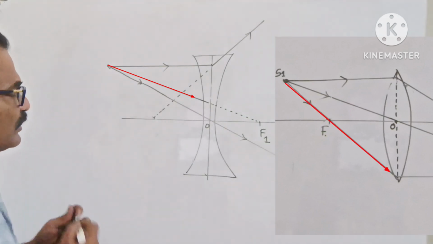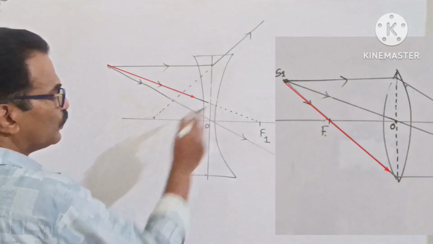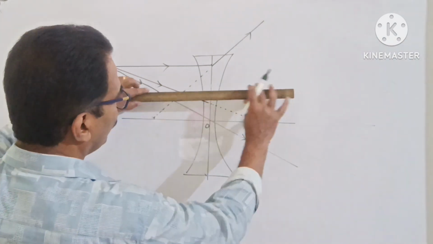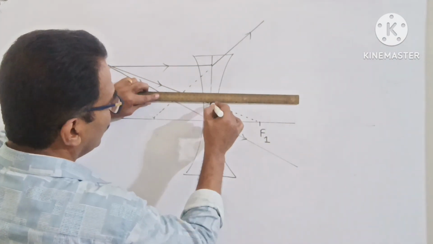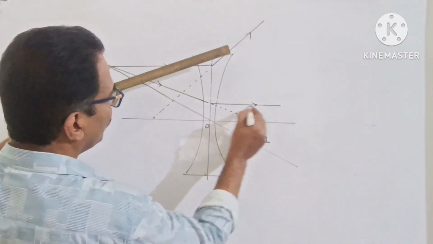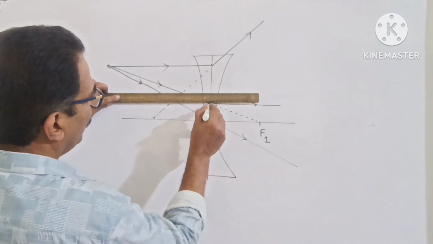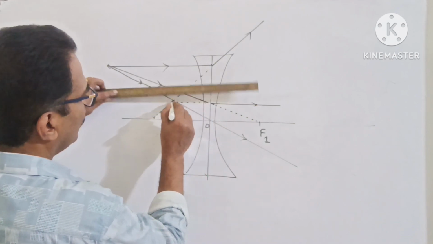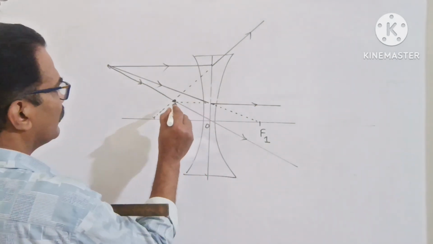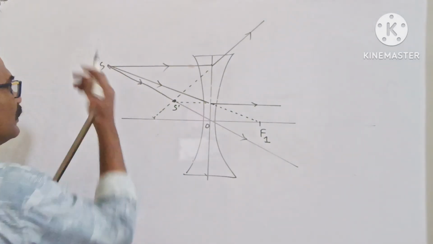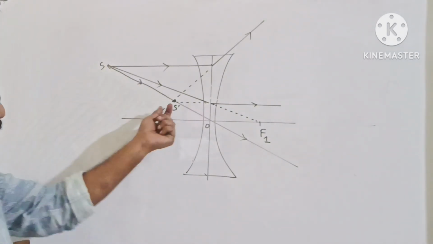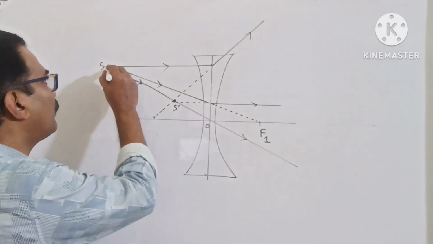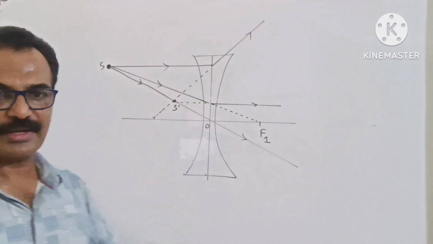Understand that difference. This ray, the one which is directed towards the focus, what will happen to that ray? That ray will become parallel to the principal axis. And if I produce it backward, I will get the image here. Okay, this one. This is the source, a point source. This point will be the image. I have taken a point source only. I did not take an extended source.